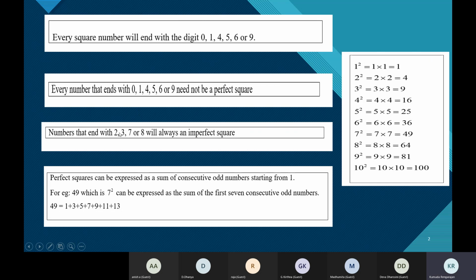But one thing you can be sure of is, if the given number ends with 2, it's not a perfect square. If it ends with 3, that also cannot be a perfect square. It ends with 7, not a perfect square. It ends with 8, not a perfect square. This you're very sure. Any number that ends with these digits can definitely not be a perfect square.